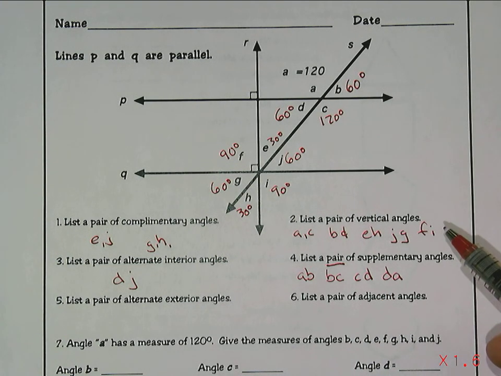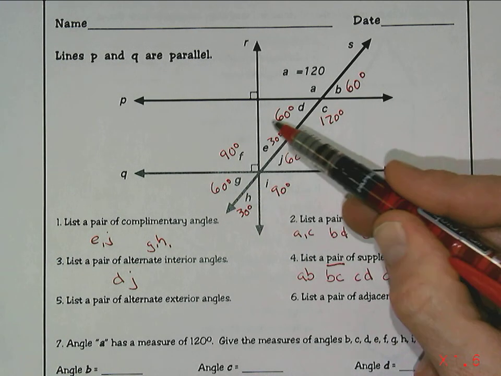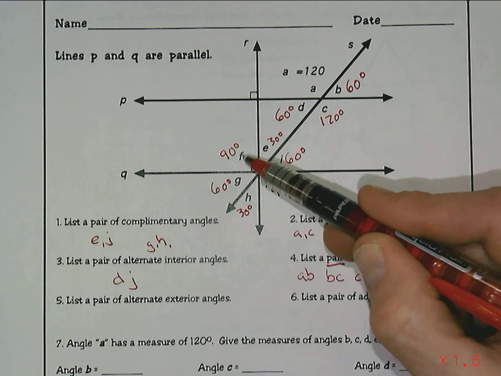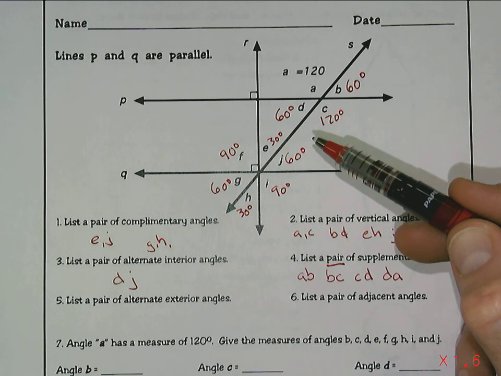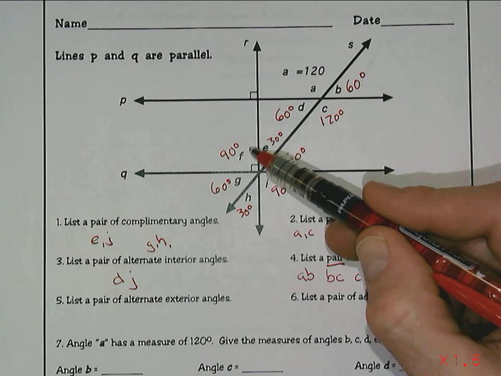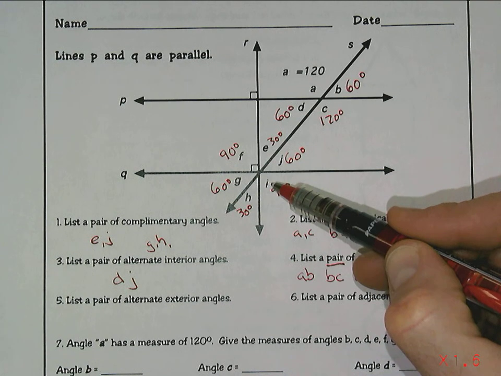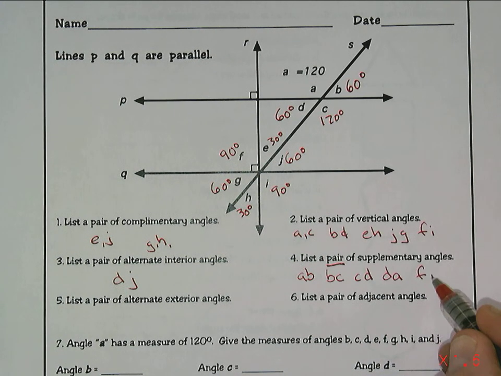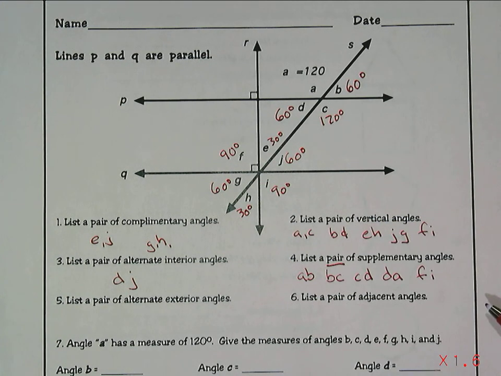Now, there's only one pair in the bottom set that add up to 180 degrees. You can take 3 in some cases and add up to 180 degrees, but in this case, we're just going to look at the pair, and that would be F and I. The two 90-degree angles add up to 180 degrees. So there's your supplementary angles.